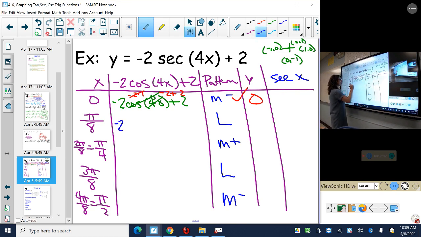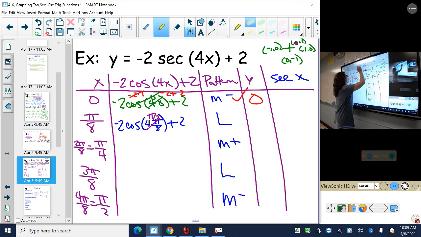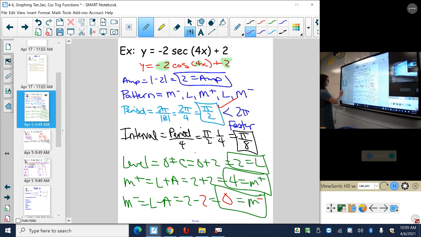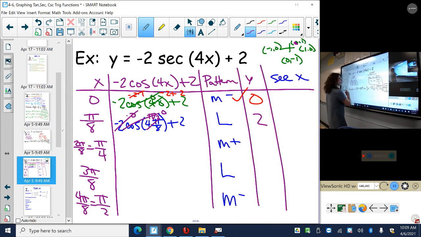So let's go again. Negative 2 times the cosine of 4 times pi over 8, plus 2. This becomes pi over 2. The cosine at pi over 2 is going to be 0. So this is going to be the cosine of 0 times negative 2, which gives me a 0, plus 2 is going to give me a 2. And that should be my level, which it is. So I know that I'm right on there. So I'm going to go ahead and do the next one here.